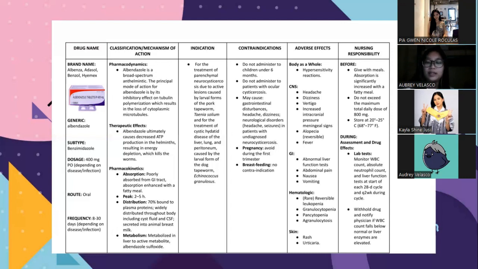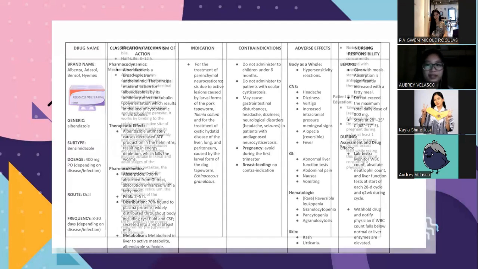During assessment and drug effects, for lab tests, monitor the white blood cell count, absolute neutrophil count, and liver function tests at the start of each 28-day cycle and every week during the cycle. Withhold the drug and notify the physician if the white blood cell count falls below normal or liver enzymes are elevated.